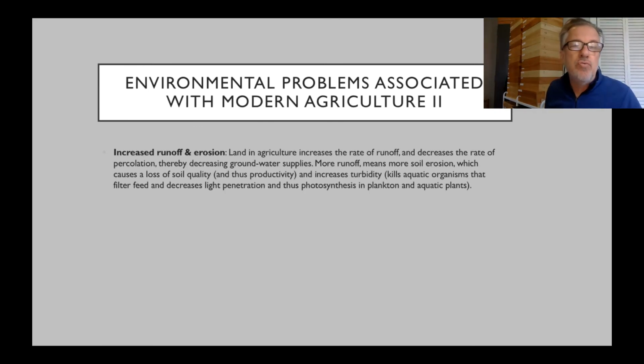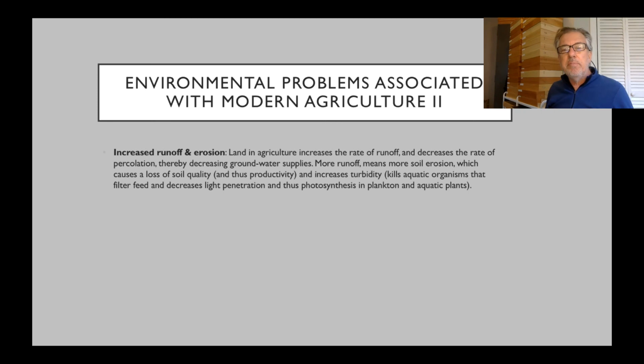Agriculture increases runoff and erosion. Because agriculture creates fields that are devoid of vegetation for some part of the year, any rainfall during those parts of the year will increase the amount of erosion. In addition, lack of plants increases runoff, so that further increases erosion. And the converse of increased runoff is decreased percolation, which means therefore a decrease in groundwater supplies.